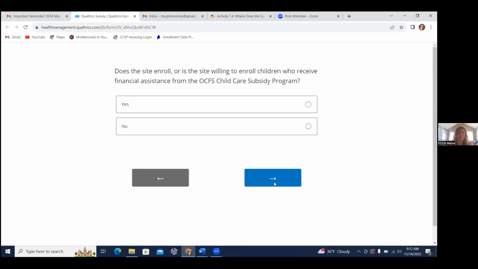Does this site enroll or is willing to enroll children who receive financial assistance? Let's do yes. I think that's a very important program, and we do that. Does this site offer a place? I'm going to say no. There are many facilities that either don't accept it because of the financial restraints, or accept a limited number because, budgeting-wise, they can only accept a few people.